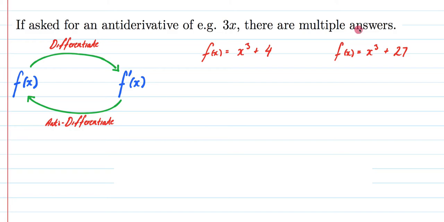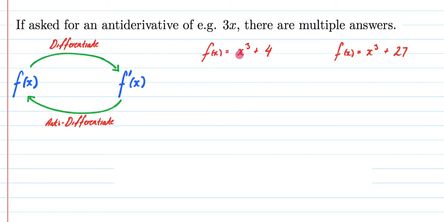To delve into this statement, let's remind ourselves of this, which tells us that if we start with a function and we differentiate it, we obviously end up with the derivative. And then if we anti-differentiate the derivative, we end up at our function again. So if this is true, let's see how it works in practice.